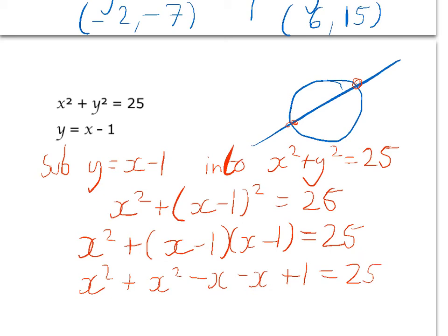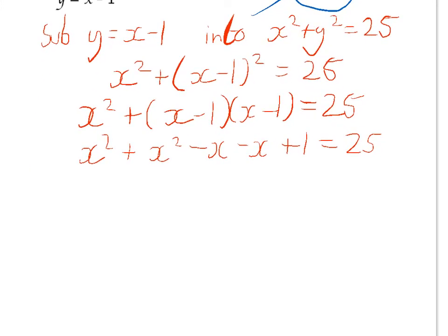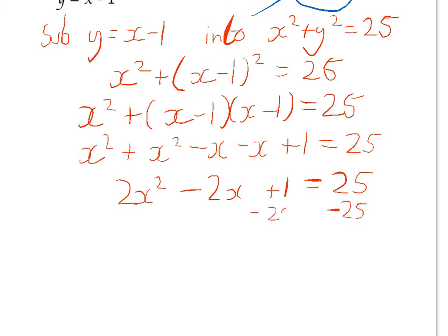Now, let's tidy this up by collecting together like terms. x squared and x squared is 2x squared. Minus x and minus x is minus 2x, plus 1 equals 25. Yet again, as we did before, to solve this we need to factorise it. So we need to make this equation equal to 0 by subtracting 25 from both sides. So 2x squared minus 2x minus 24 is equal to 0.